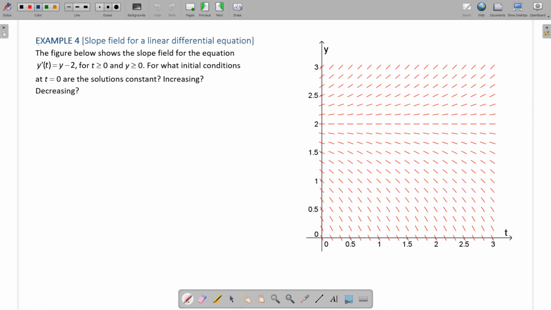Okay, next example. It says the figure below shows the slope field for this differential equation, and then it says for what initial conditions at t equals 0 are the solutions constant. So we want to pick initial conditions, meaning along the y-axis. We want to pick ones that make it so the solutions are constant functions. Then we want to find out when would they be increasing functions, and then when would they be decreasing functions. So in other words, let's do constant first.